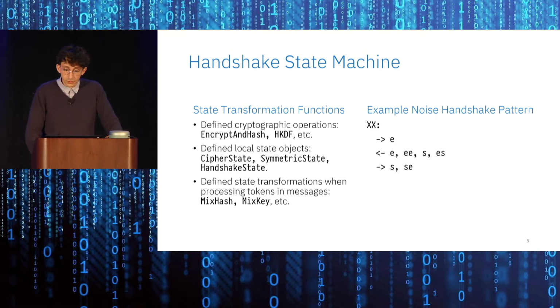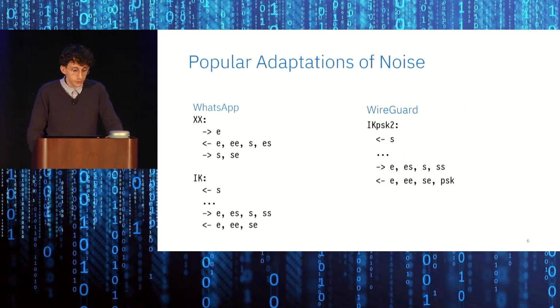Now, Noise is used in many cool applications, such as WhatsApp. Have you heard of it? People use it, and it uses Noise. And also WireGuard, which is a cool new open source project by Jason Donenfeld. You should check it out. It's an open source project. It's a VPN. It also uses Noise.